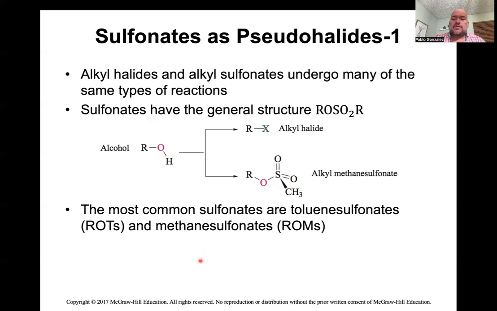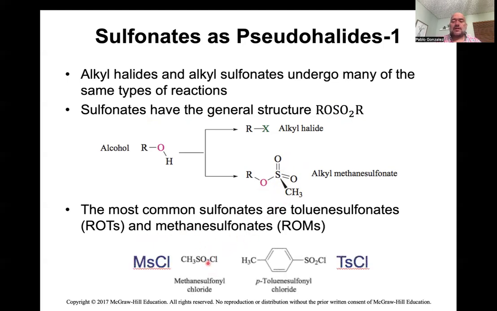The most common sulfonate is toluene sulfonate. In this case, we have a toluene here and methanesulfonates. Here we have the methyl sulfonate, and instead of a methyl, we can have the toluene, that is this group here, the arene or benzene group with the methyl group, attached directly to the sulfur. And this is also TsCl, toluenesulfonyl chloride, or methanesulfonyl chloride.